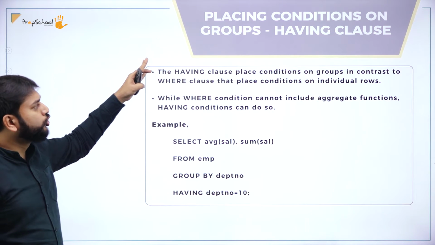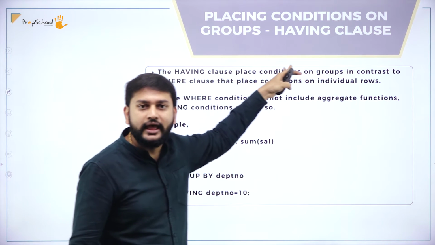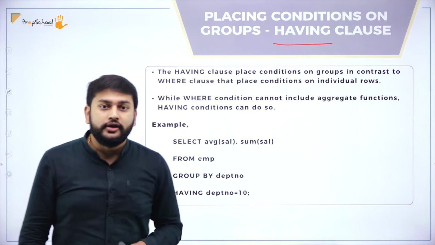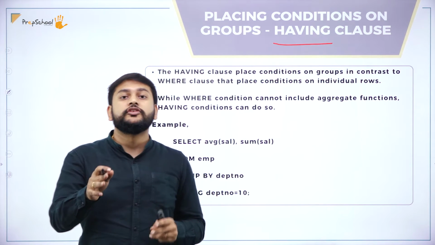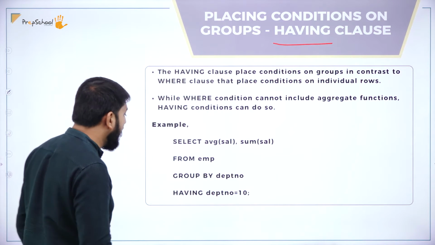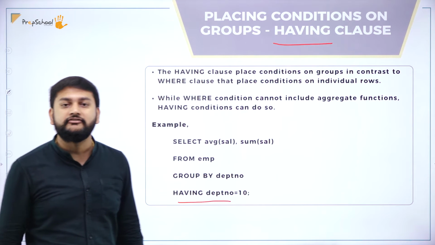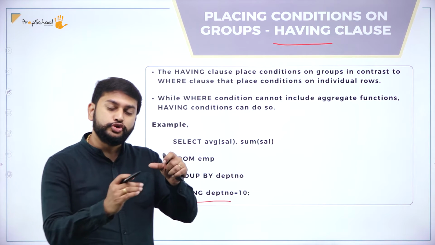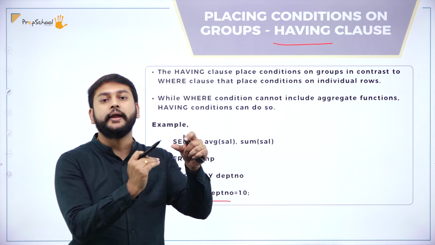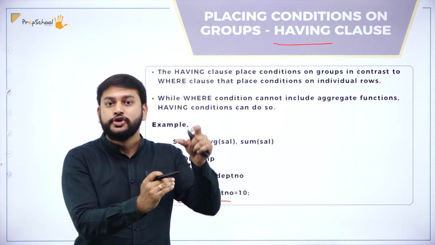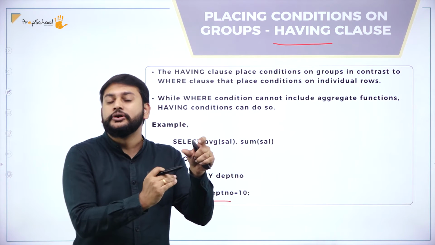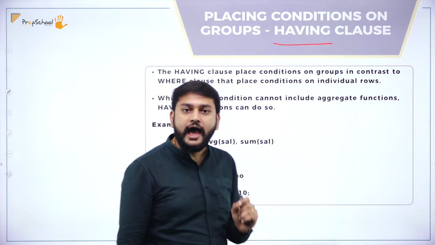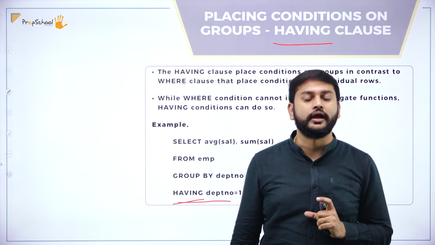Placing a condition on the group clause with the help of the having clause. Whenever you are grouping, you can also specify the condition for that grouping, with the help of the having clause. So we have the where clause, and along with that, whenever you are grouping, you can also specify the condition for that grouping. So what do we use? We use having to specify a condition whenever I am grouping. That is what you need to understand.